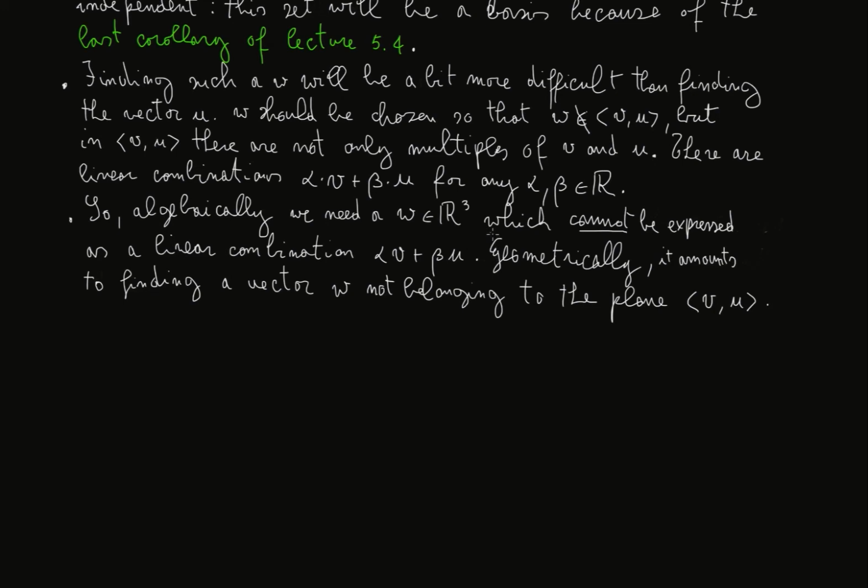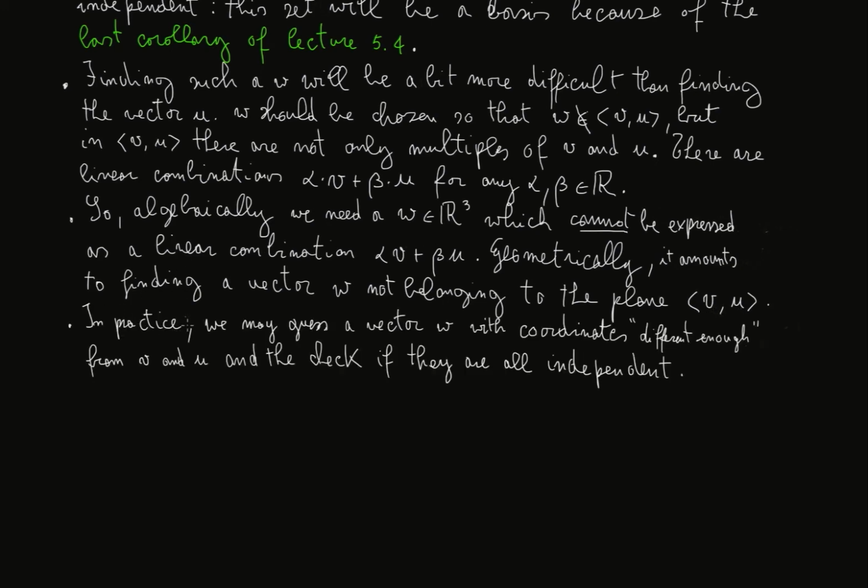So this is the algebraic condition that w has to satisfy. And what does this condition mean geometrically? Well, geometrically, the condition amounts to finding a vector w not belonging to the plane which is the subspace generated by v and u that we have just seen. Well, in practice, how do we do that? Well, we might use some fancy machinery that we will learn in the next lectures.